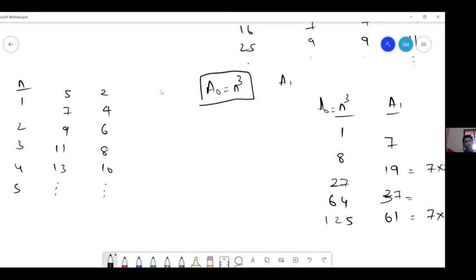Right? Now, is it possible to give a formula for this? Can I take the charger? My battery is very low.